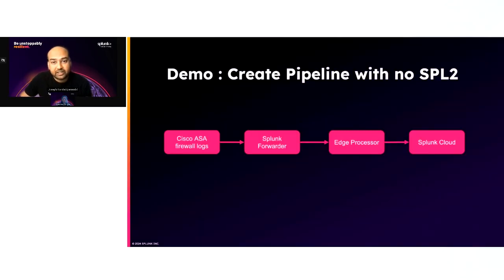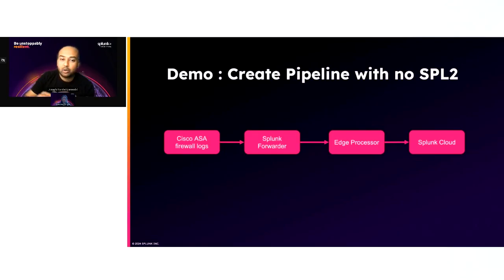So if you look at my screen right now, this basically shows the layout of what my demo would look like. So the data flow basically starts from Cisco ASA, where your Cisco ASA firewall logs are being generated and being forwarded to a Splunk forwarder. And then I have the edge processor that processes your data at the edge. And in the edge processor, we'll be building those pipelines to process your data and then send it to Splunk Cloud.